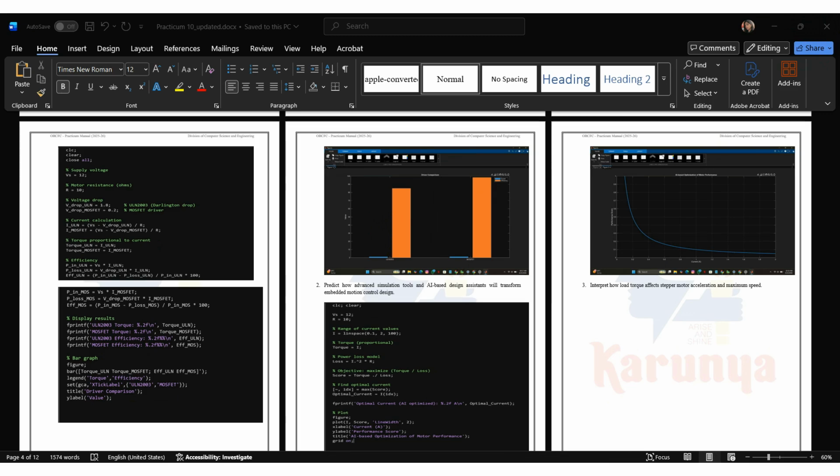efficiency. The MATLAB simulation models these effects mathematically and visually compares torque and efficiency using a bar graph, clearly showing the superiority of MOSFET-based drivers in performance-critical applications.